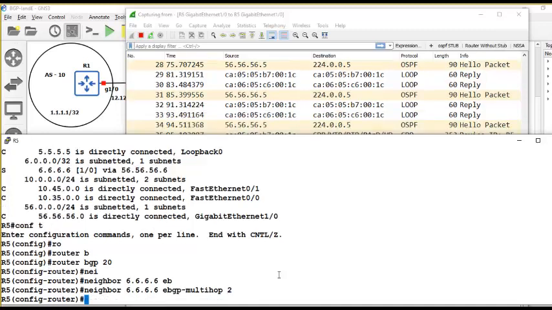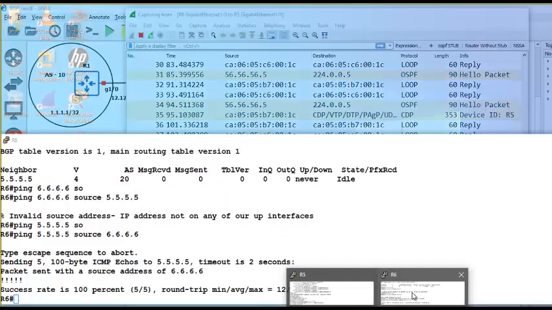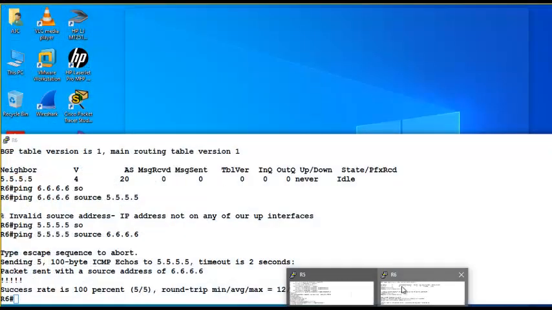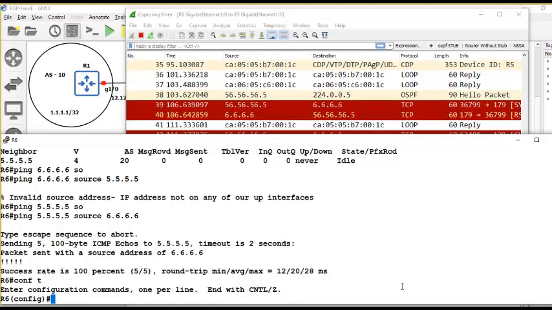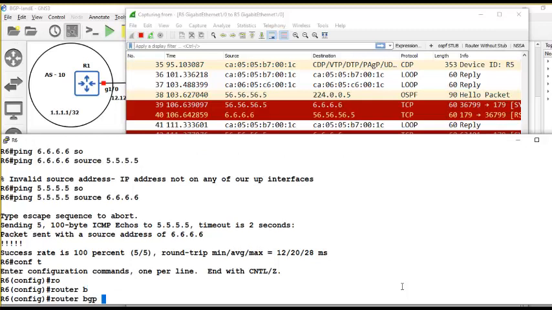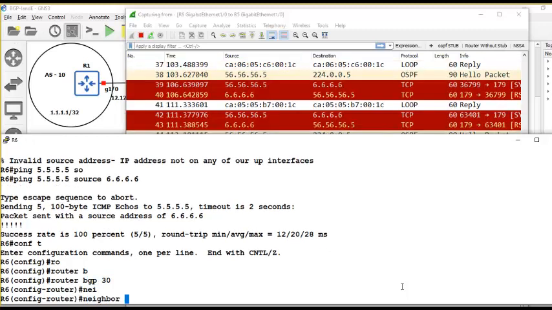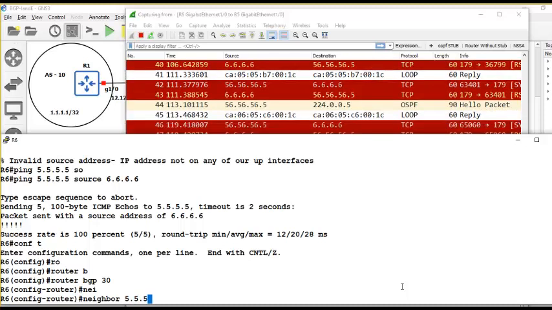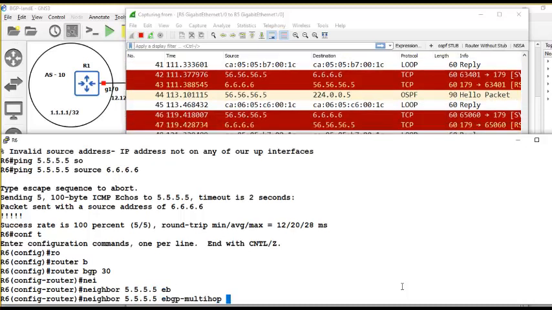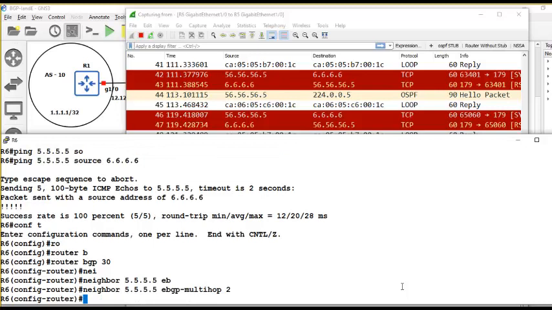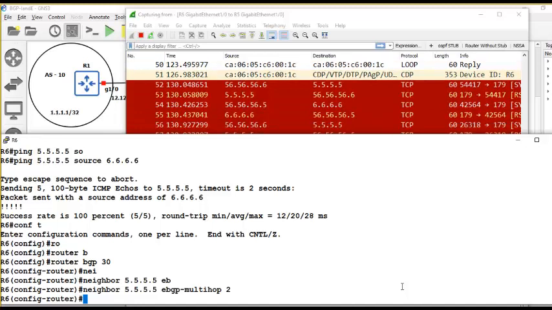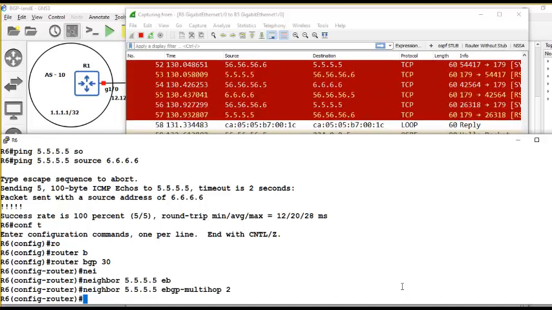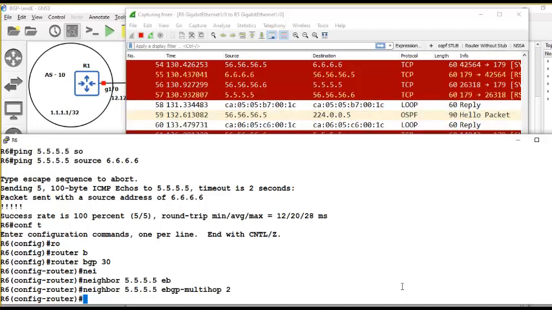Same way I have to do it on R5 or 6. See, now you started seeing behind the screen, you see TCP packet started going now. Router BGP 30, neighbor 5.5.5.5, ebgp-multihop 2. Fine. So only after we make the multi-hop 2 command, we make the outgoing TTL to be 2, the packet is trying to do something. The TCP is trying to do something. But still you don't see BGP.